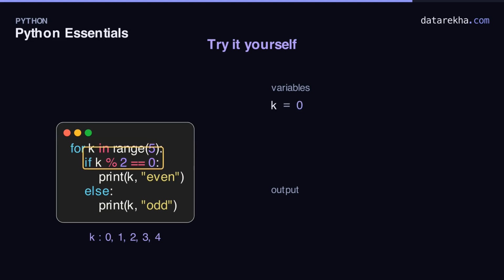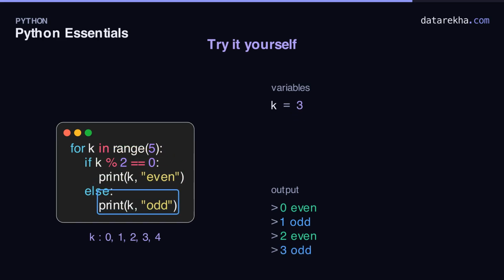k is 0. 0 remainder 2 is 0. So even, prints 0 even. k is 1. 1 remainder 2 is 1, so odd. Prints 1 odd. k is 2. 2 remainder 2 is 0. So even, prints 2 even. k is 3. 3 remainder 2 is 1, so odd. Prints 3 odd. k is 4. 4 remainder 2 is 0. So even, prints 4 even.